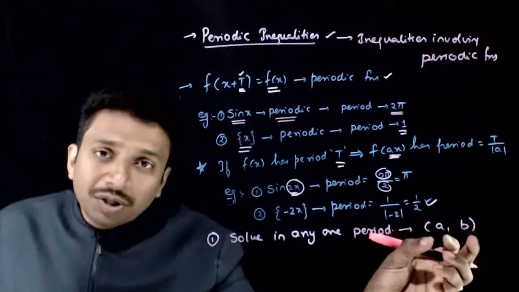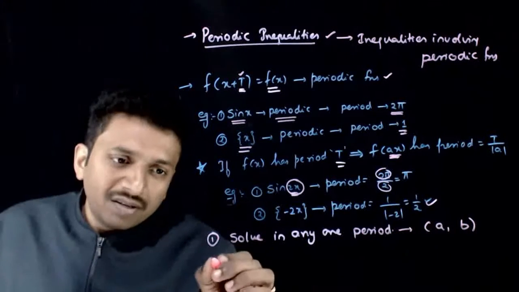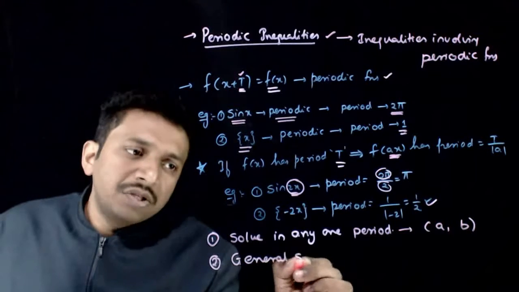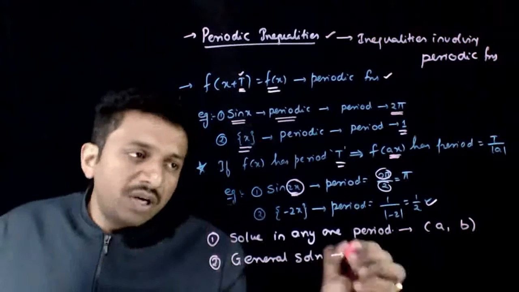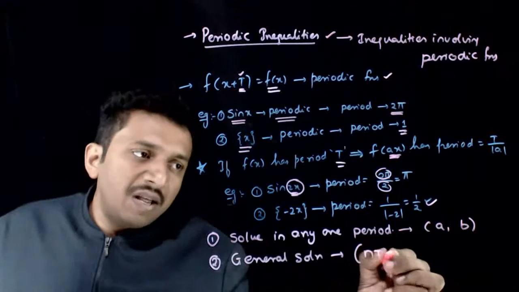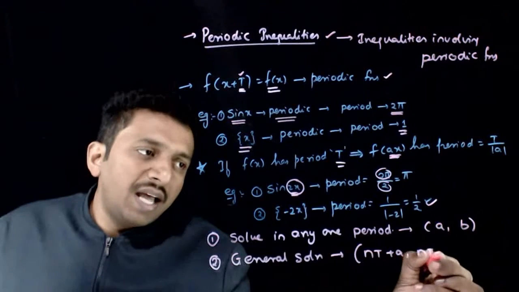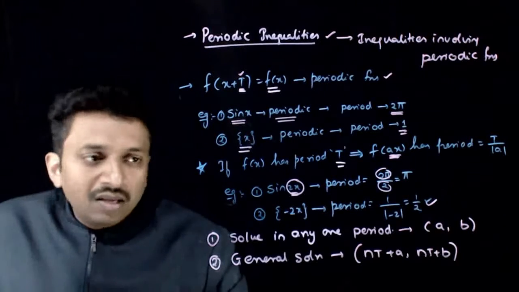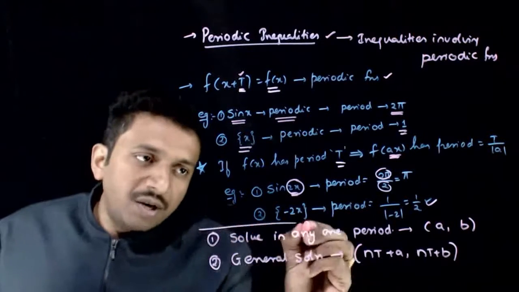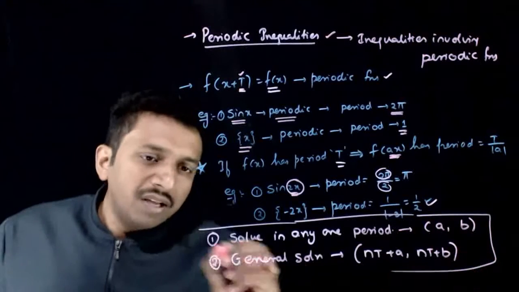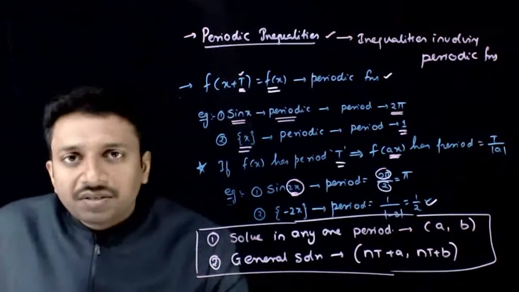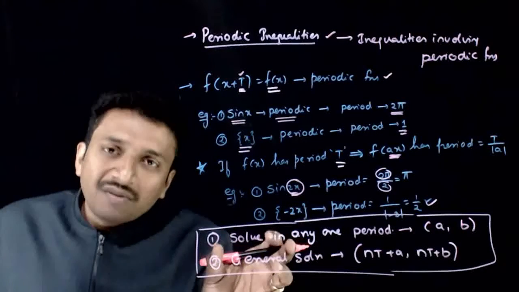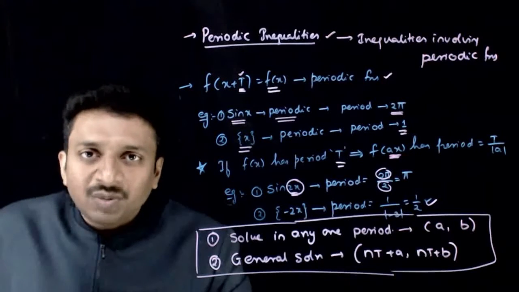If this is the solution of the inequality in one period, the general solution will be equal to n times t plus a to n times t plus b. That will be the general solution. So these are the two steps that you need to remember while solving periodic inequalities. Now let us apply these two statements for some functions in specific examples.